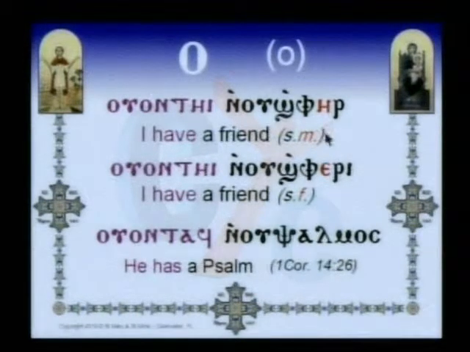Let me say it one more time, all three of them. I have a friend, and this means a boy or a man. Then we say U1T and U-Shfir. If it is a girl or a lady, it is U1T and U-Shfiri. And then the verse from 1 Corinthians, U1taf and U-Psalmos.